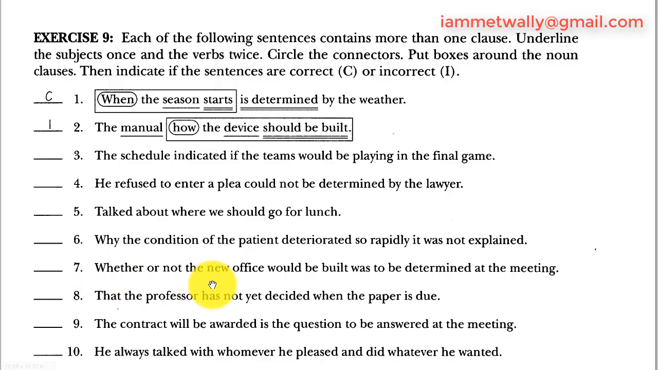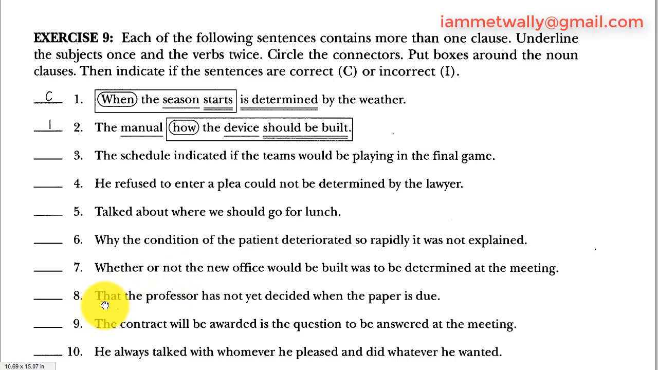7. Whether or not the new office would be built was to be determined at the meeting. Whether is the connector, the new office is the subject, would be built is the verb of the subject, the new office. The whole clause, whether or not the new office would be built, is the subject of the verb was. So this is a perfect sentence. Nothing's missing here, so it's correct.